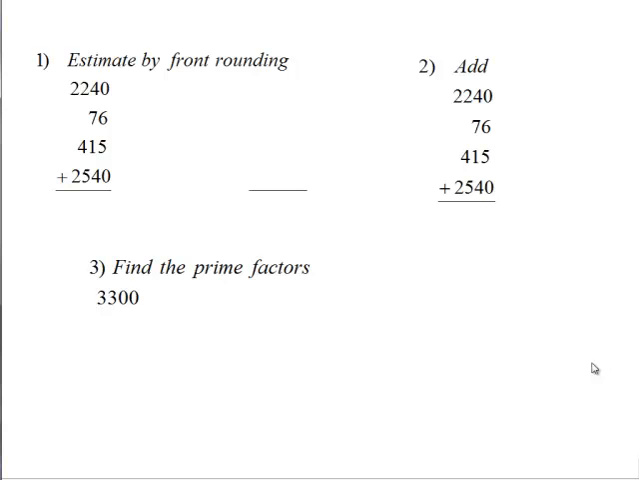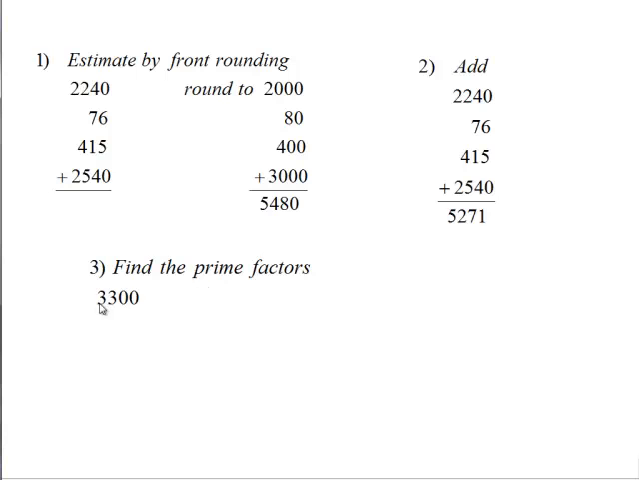Okay, estimate by front rounding. If you keep the front numbers and you round off to each of the front numbers, this will be 2000, 80, 400, and 3000. Excuse me, that's 2000. So we have 2000, 80, 400, and 3000. Add those together, you get 5480. Adding these just straightforward, type them in a calculator: 2240, 76, 415, 2540, and you get 5271.